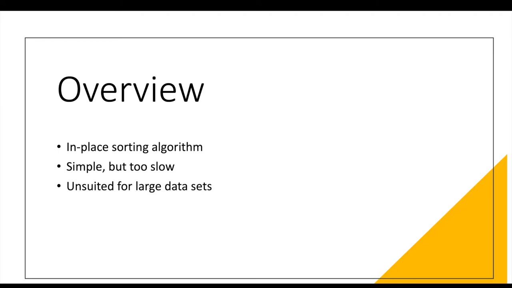Now starting with the overview of bubble sort, it's a sorting algorithm as we have discussed earlier. But let's first understand what is sorting, what is an algorithm, and what in general a sorting algorithm does. Sorting is a concept of rearranging items or elements in a certain data structure in a certain order.